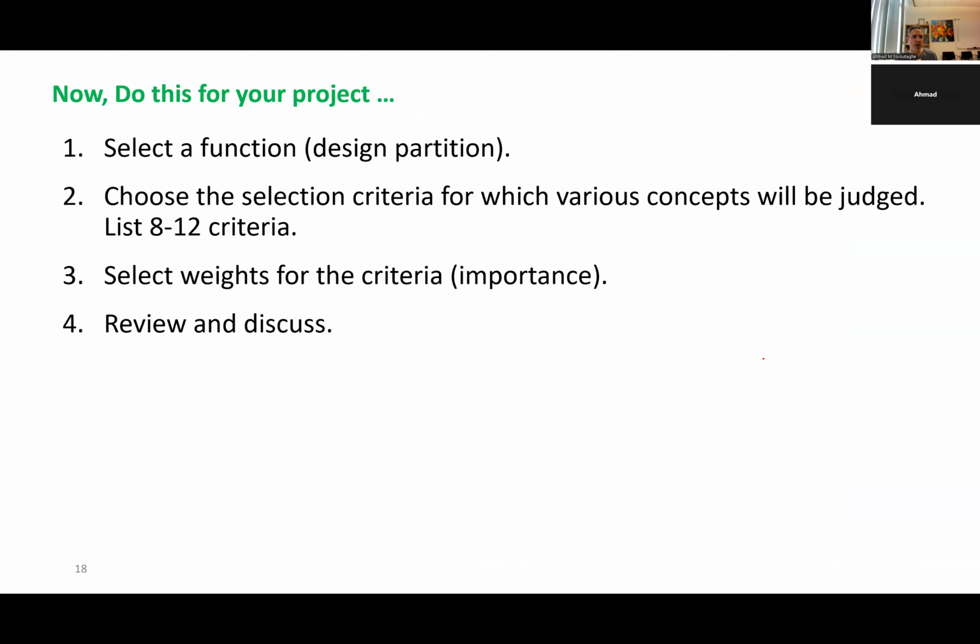So to summarize, select a function from your design. Like here in the example of the forklift, the lifting was the function that I picked. And then choose the selection criteria for each, right? It can be 8 to 10 or 12 criteria. The more would be better. Choose the weight. That's important. Do not go with weight one for all of them. Keep in mind for each design, it's different.